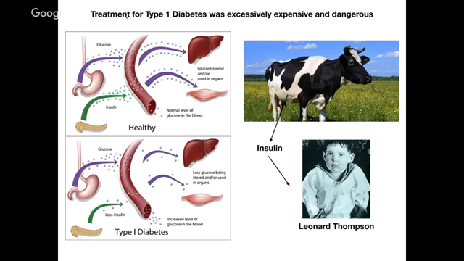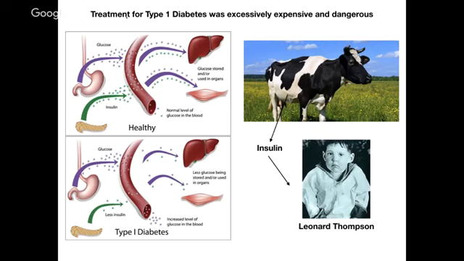Now, if you inject these proteins into humans, if you inject cow proteins into humans, you can often have massive allergic reactions. And Leonard Thompson, seen down here in the corner of the slide, was one of the first people to be injected with bovine insulin and suffered severe allergic reactions to this.